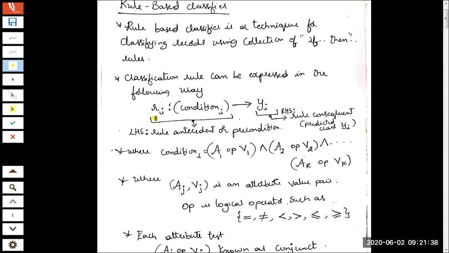The first one is the rule number: R1, R2, R3, R4. So that is the first part. Second part is the condition, which is also called the antecedent or precondition. And third part is the consequent. So these are the three parts of a rule in a rule-based classifier.